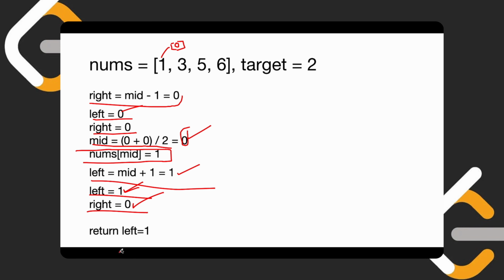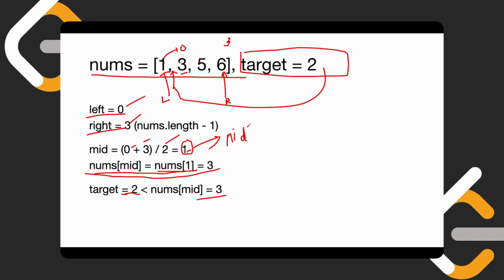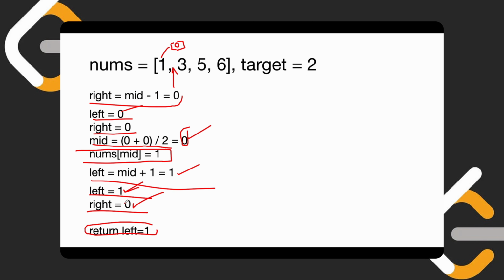What is the value of left over here? The value of left is 1 over here. So 1 is nothing but our first index, nums of 1, which is 2. As I said previously, 2 will be inserted at the first index, which is nums of 1. So hence we got the correct position to insert the target value, which is 2 over here.